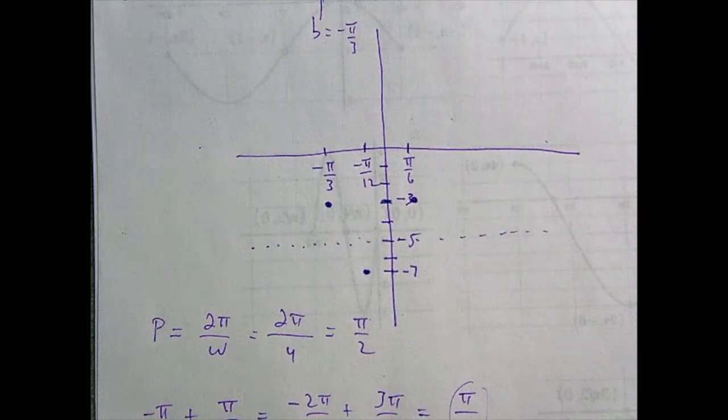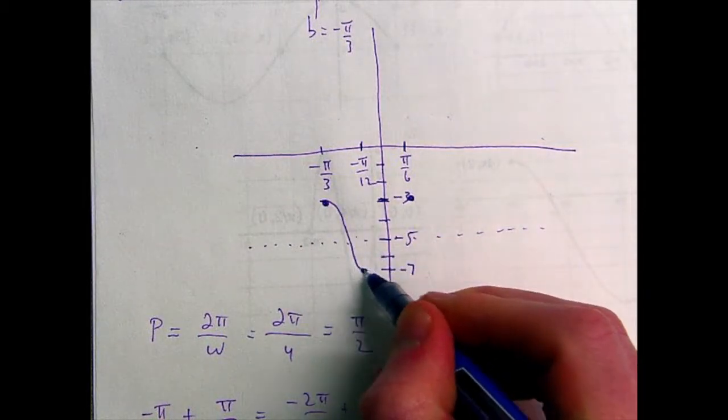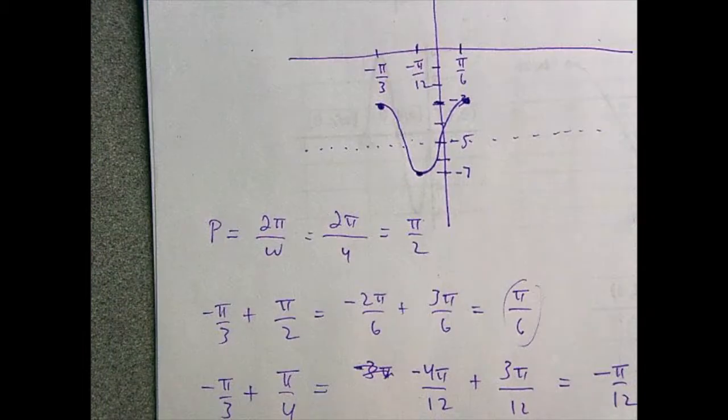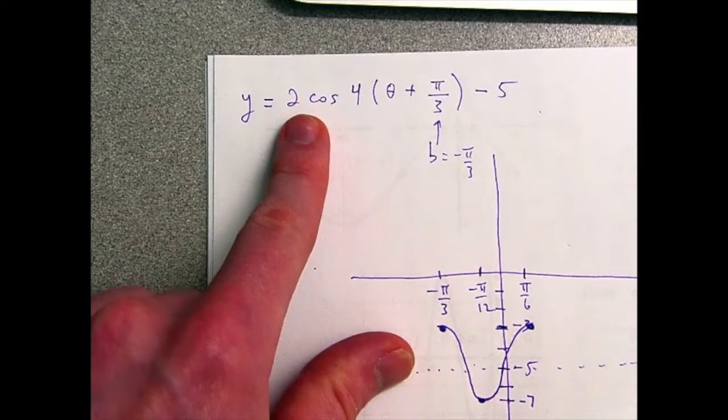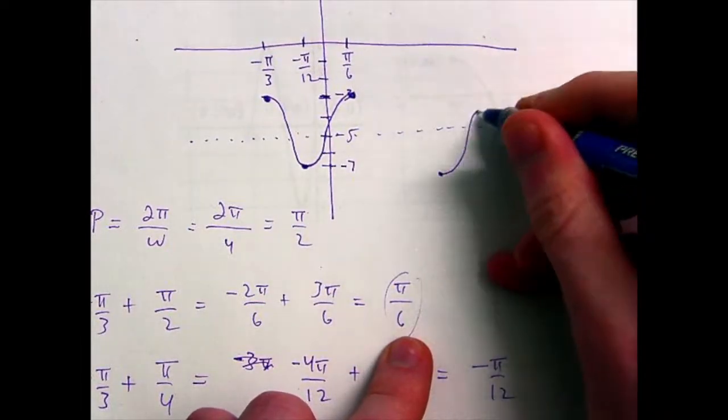And then I can use these 3 points as kind of a guide for what the graph looks like. So something like this. Okay? And that's it. Just notice that if the 2 were negative, then this graph would be upside down. Instead, it would sort of look like this. Right? But otherwise, that's the only thing.